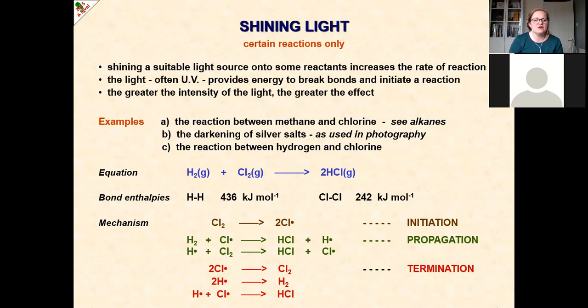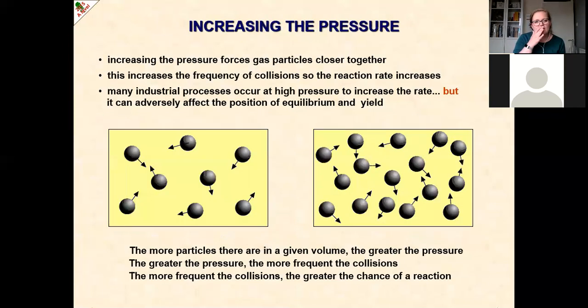Looking at the bond enthalpies, the H-H bond is 436 and chlorine to chlorine is 242. So we have initiation, propagation, and then termination. Basically, by adding that UV light, we increase the rate of reaction because it provides some energy to break those bonds and initiate the reaction. Otherwise, they've got quite high bond energies that would need to be broken. So we're adding that light, which helps break those bonds and helps the reaction take place.